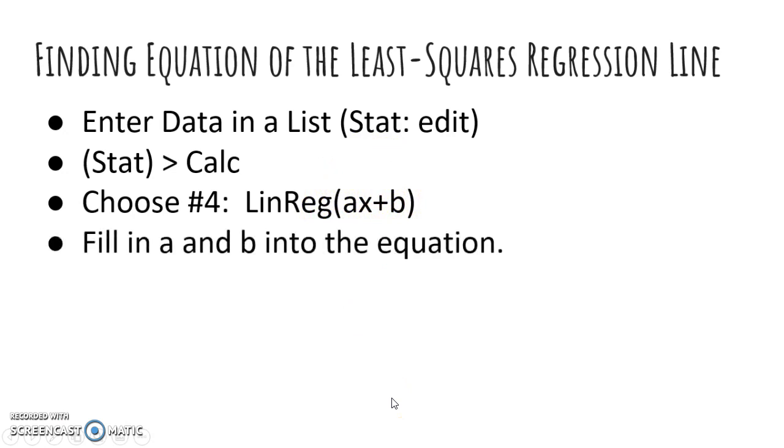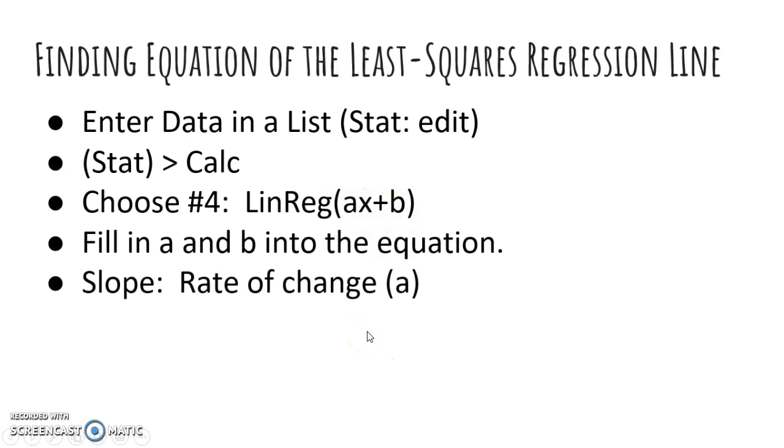So I always choose 4. Then once you do that, you'll recall it gave us an A and a B. So you're going to fill the A and the B into the equation. I'll show you how to do that in a minute. Basically, it's giving you the slope. So think ax plus b is mx plus b. It gives you the slope and the y-intercept, and you fill that into the equation.